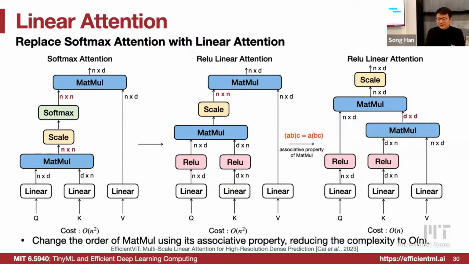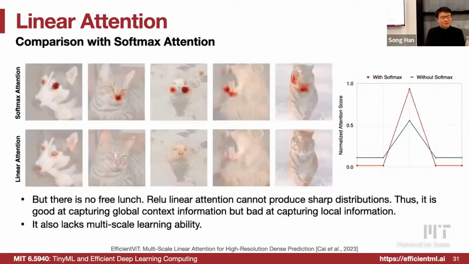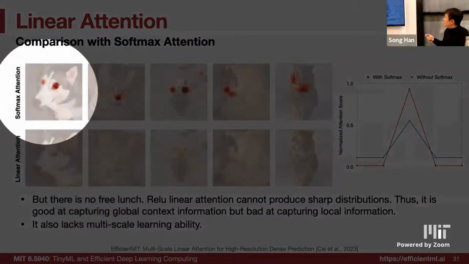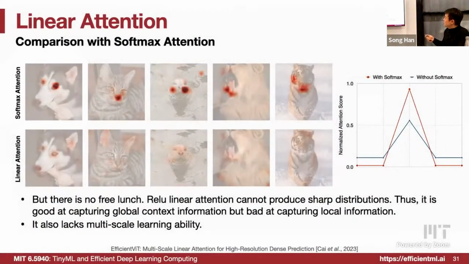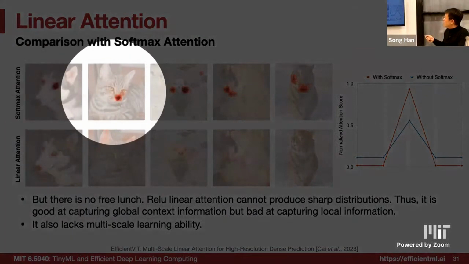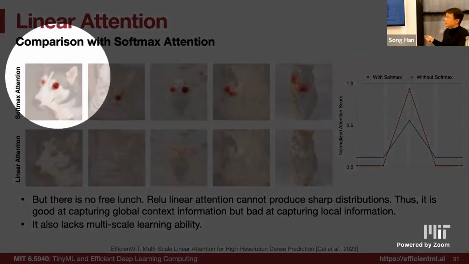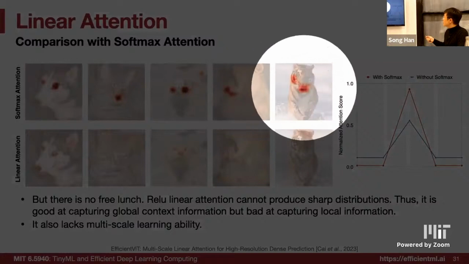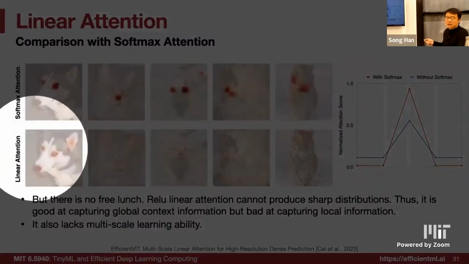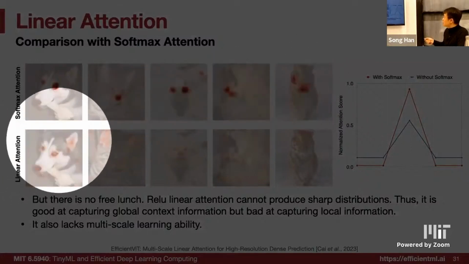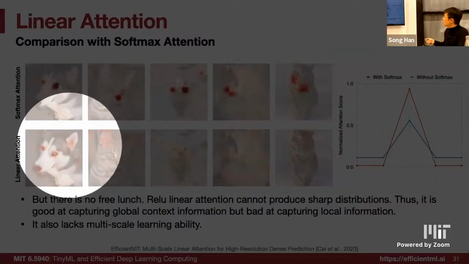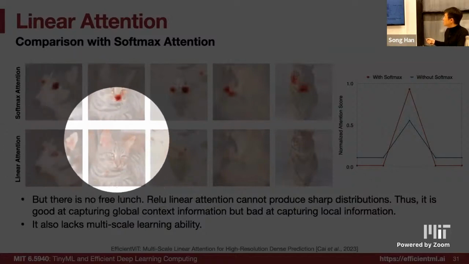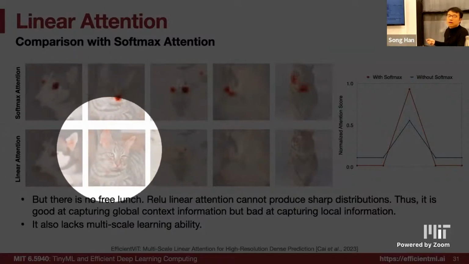Does this work? Actually not. You can imagine reducing the computation, there's no free lunch. Originally, using softmax attention, the attention is very strong at the points of interest, like the eyes of the dog and the nose of the cat. That is very strong attention. But using linear attention, everything becomes pretty weak. The eyes are no longer red, and the nose of the cat is no longer heavily attended.